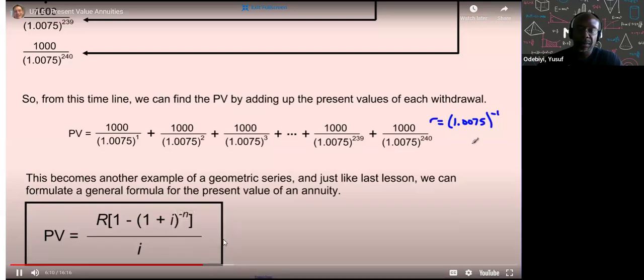Before, I could put this into the geometric series equation. So I'm going to fast forward to just get into the actual example now, because we have the formula. That's the total present value.